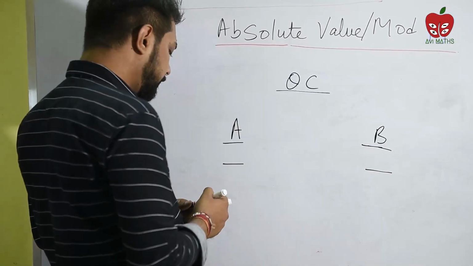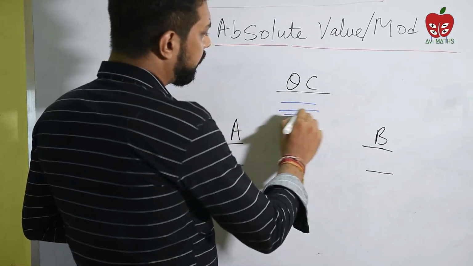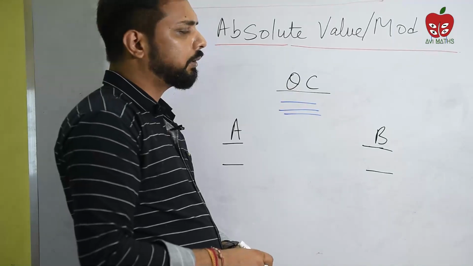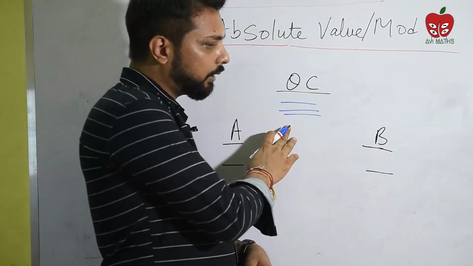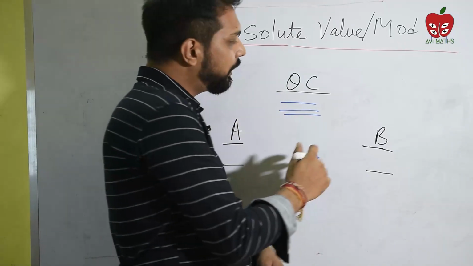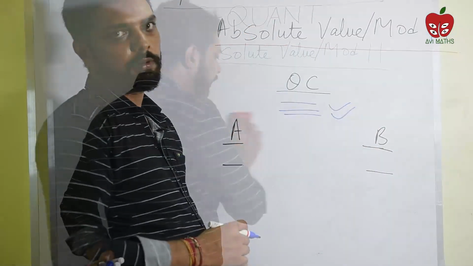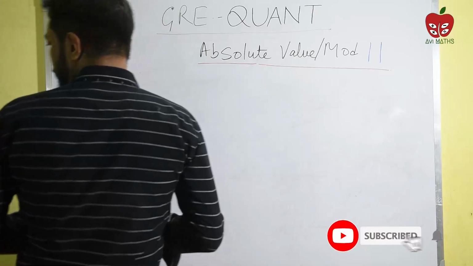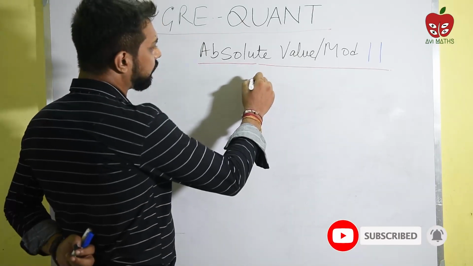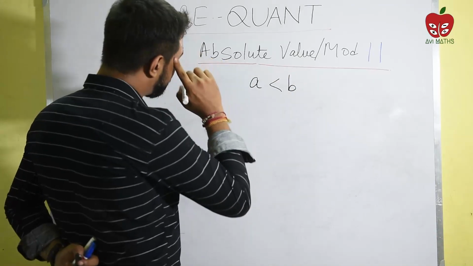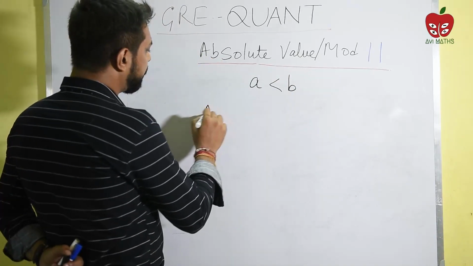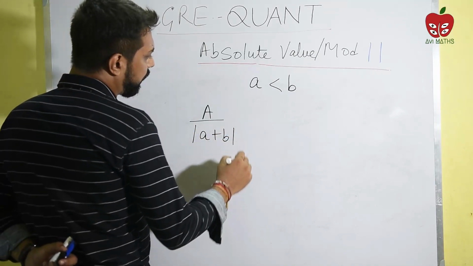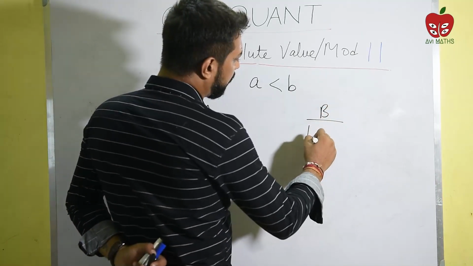It is also possible that some information is given, or it is also possible that some information is not given at all. Both are possible cases. If some information is given, then you have to assume that this information is correct. Let me take an example and then I will tell you the process as well. So my question here is: it is given that A is smaller than B, and quantity A is given as mod A plus B, and quantity B is given as mod A minus B.